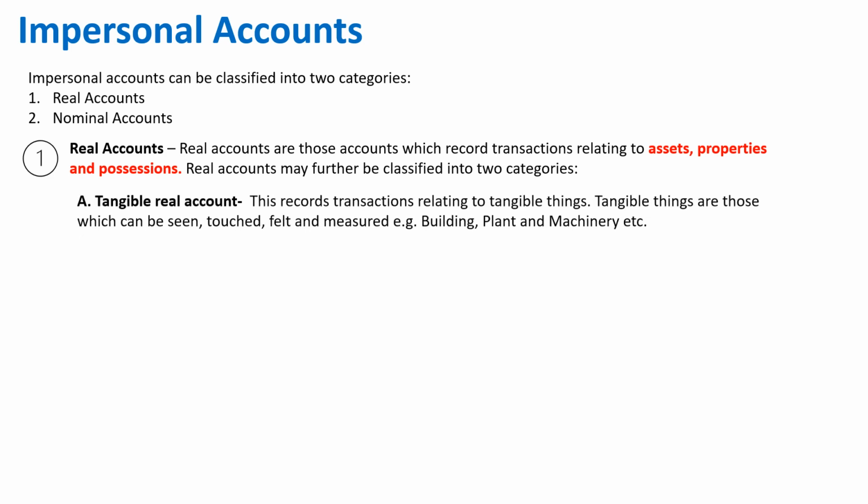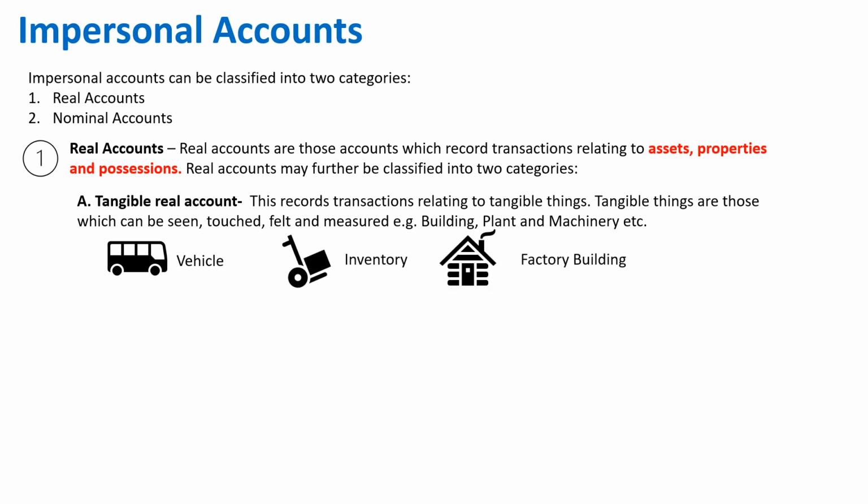Assets can be of two types: one is tangible, one is intangible. So let's understand what a tangible real account is. This records transactions relating to tangible things. Tangible things are those which can be seen, touched, felt, measured, like building, plant and machinery, etc. A company can have a vehicle, that is a tangible real account. Inventory, tangible real account. Factory building, tangible real account. These are all physical assets which the company can identify, touch, or measure.